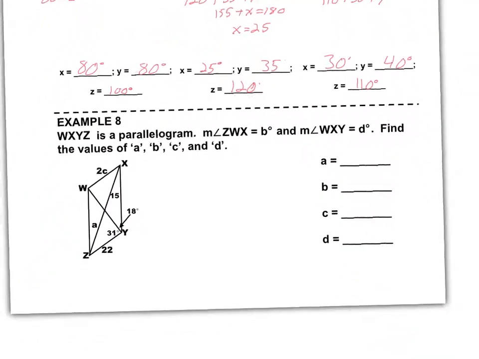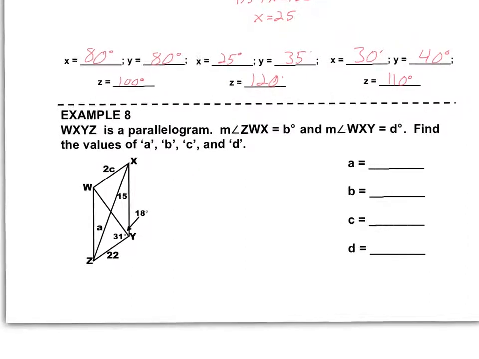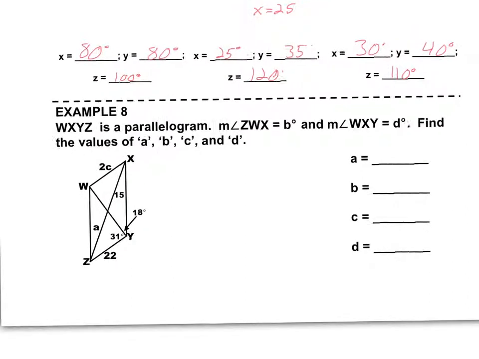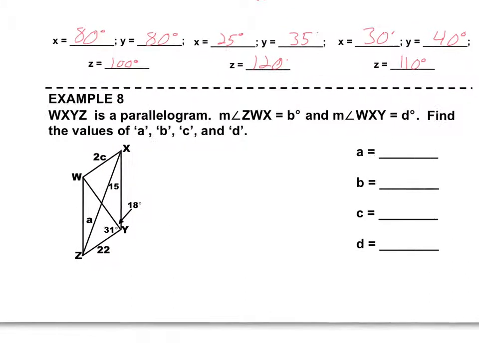Let's do one more example and we'll be done for the day. Okay? Alright, this one gives us a lot of information all at once. We've got to be able to siphon through all the information, okay? It says WXYZ is a parallelogram. Measure of angle ZWX is B degrees. We're going to have to figure out B here in a little bit.